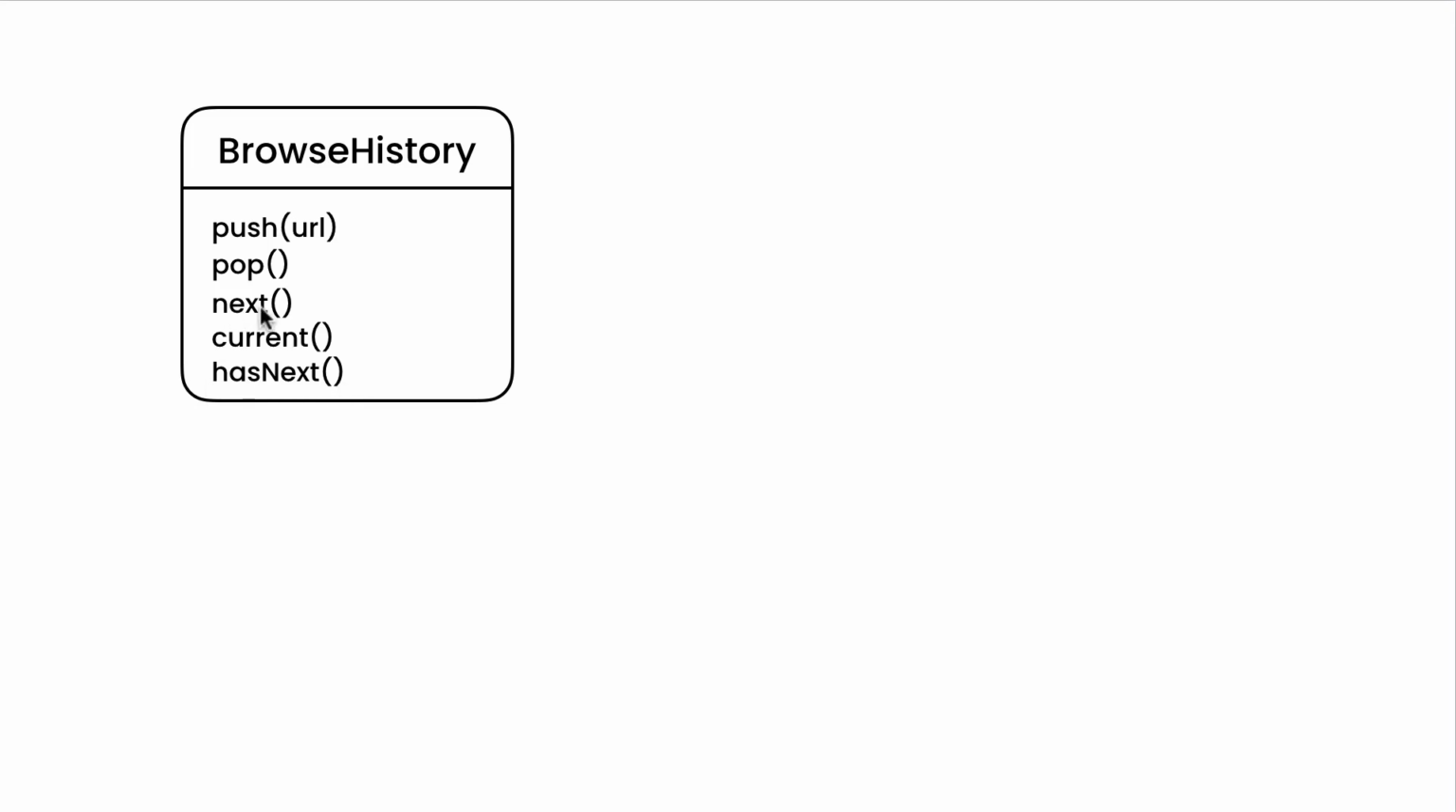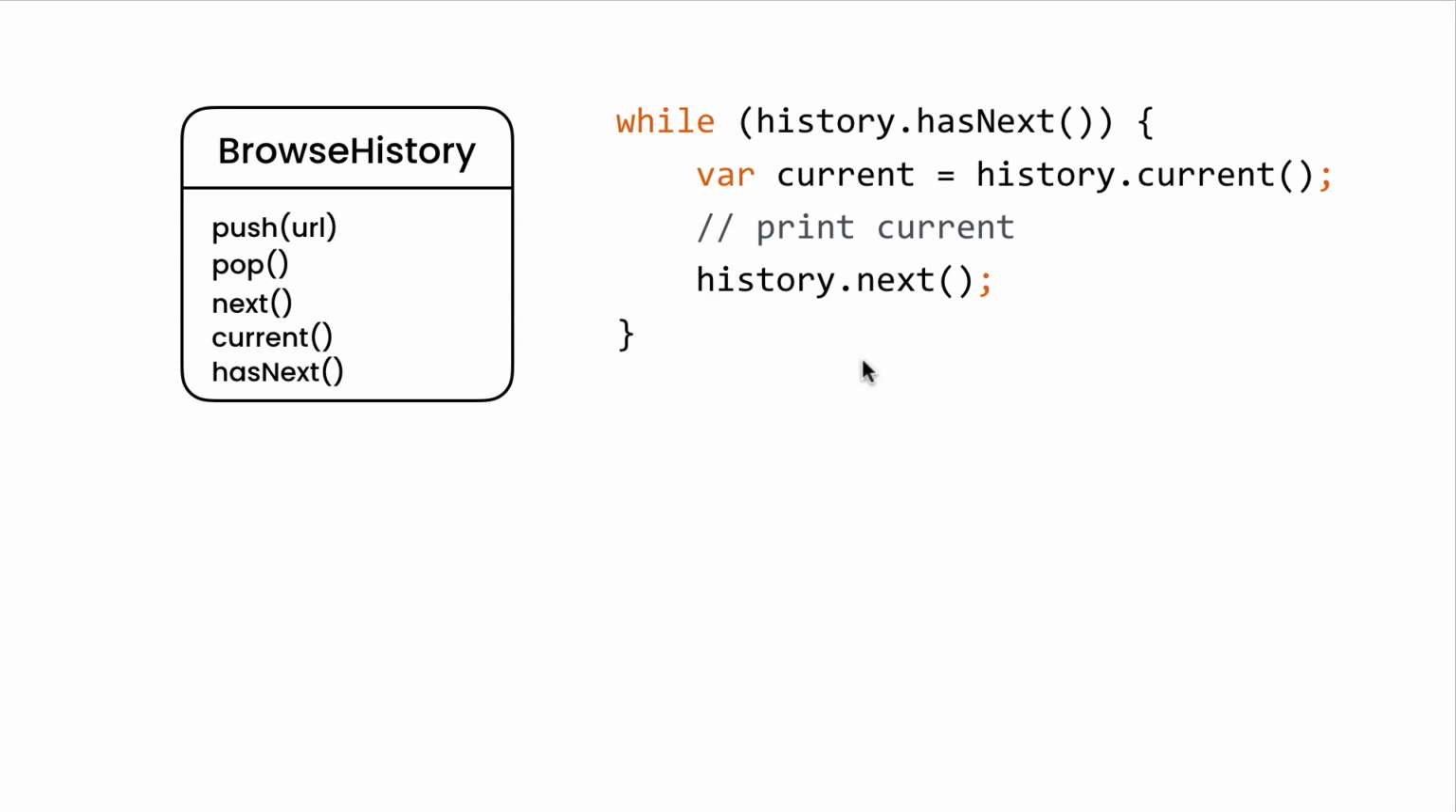The next method advances the current item. The current method returns the current item. And hasNext tells us if there are more items that we have to visit. With these three methods, we can write code like this. So here we have a while loop. That's another type of loop we have in Java.